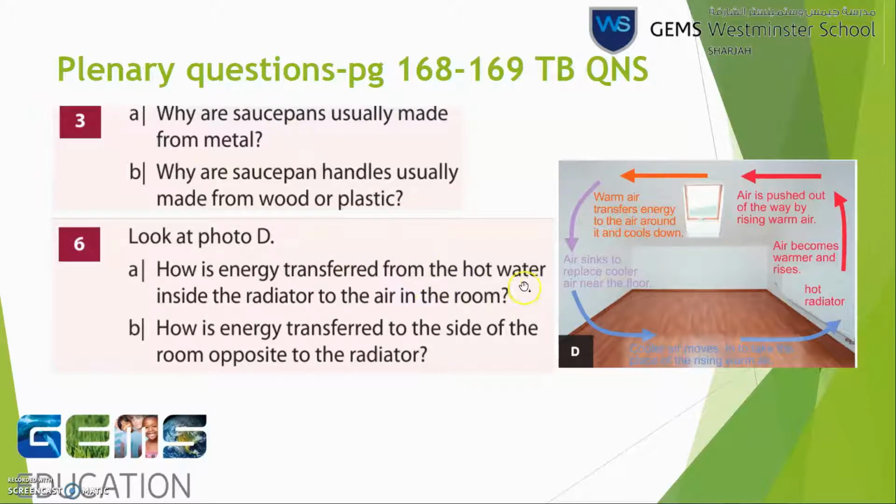Look at photo D. How is energy transferred from the hot water inside the radiator to the air in the room? And the next one: how is energy transferred to the side of the room opposite the radiator? So this is the radiator in this picture here. Of course the air is going to travel because some parts of the room are dense and some are less dense. So the air will keep on traveling. It won't just travel all the way straight. It's going to circulate because the areas are not at the same temperature. They're different.